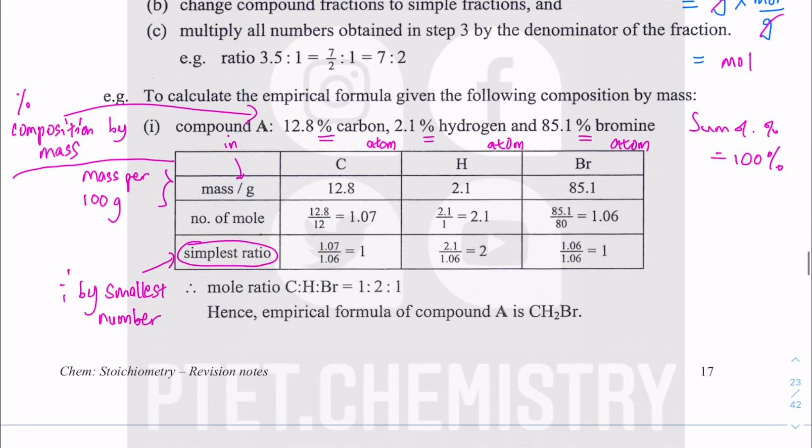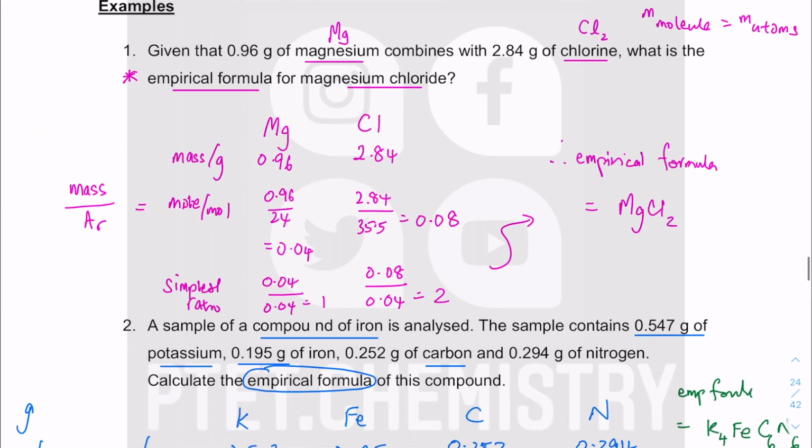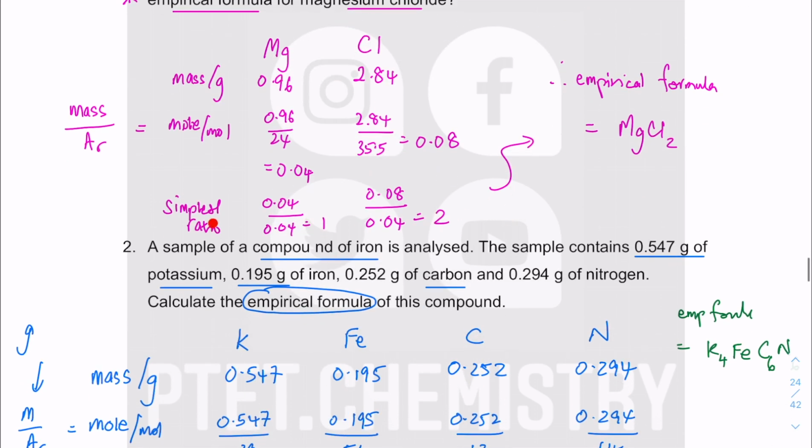Alright, in terms of what we actually did, I think it's better if I show you. From the last lecture tutorial, we express an imaginary table which is laid out properly, label our atoms on top, and then label the masses with the units in gram, and then label mole equals mass over Ar, show the calculation, and then take the simplest ratio of the moles by dividing by the smallest number. So this number divided by the smallest number, which is itself, is equal to 1. This divided by this smallest number gives you 2. This is the simplest whole number ratio of the atoms in the compound.